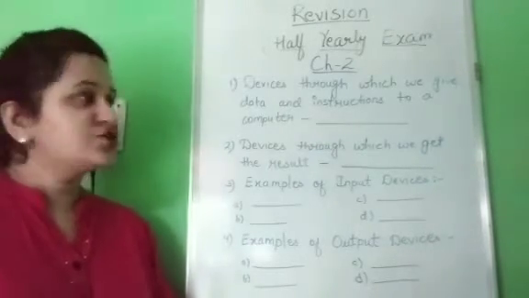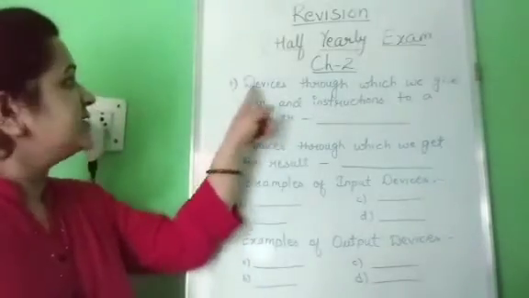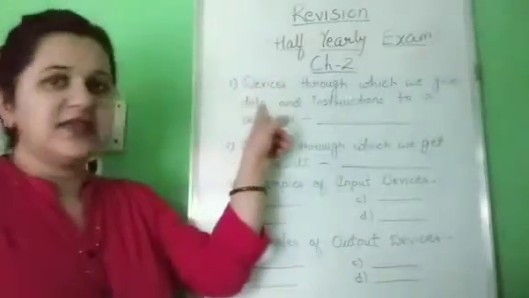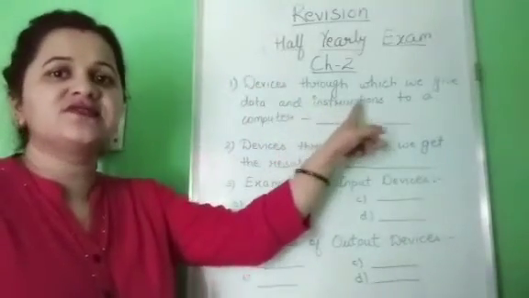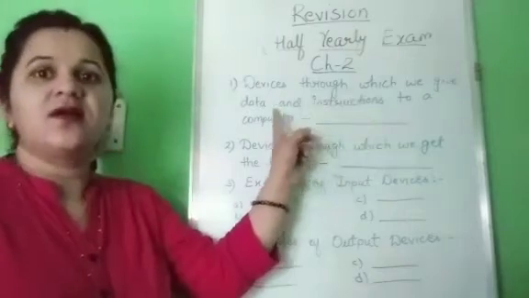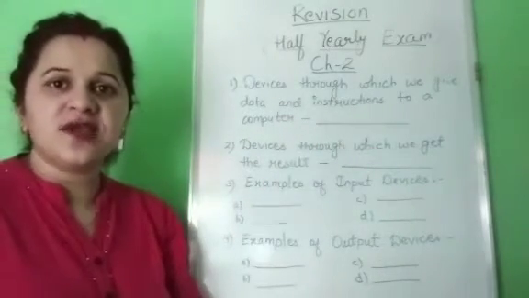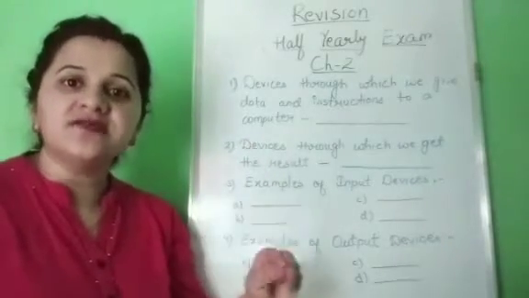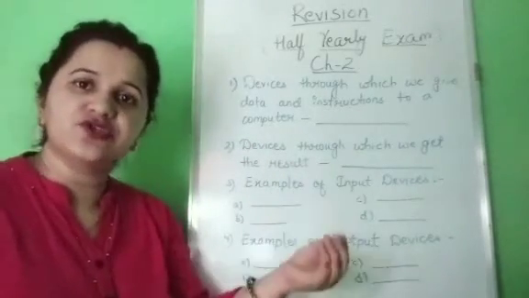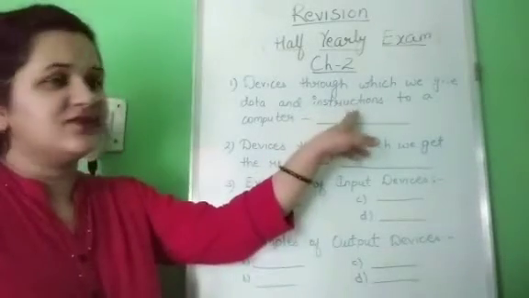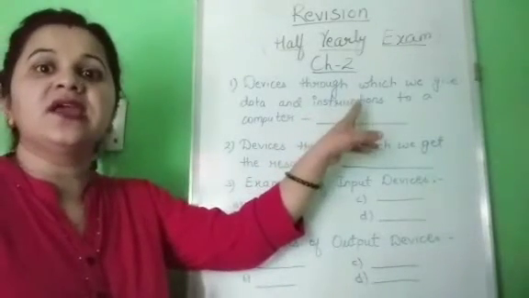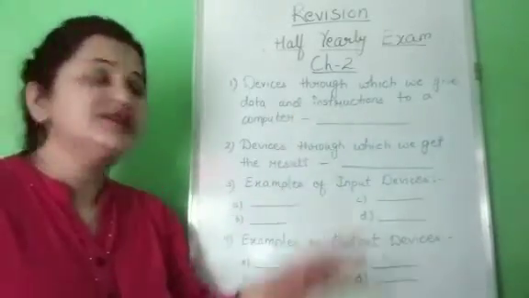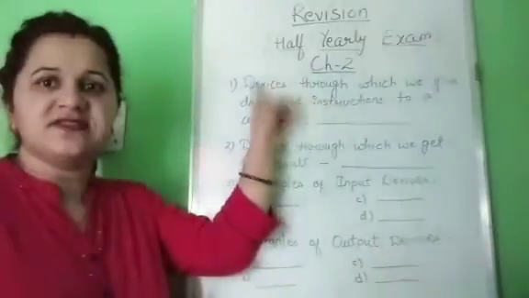Okay. Now children, here is the first question. Devices through which we give data and instructions to a computer. Dash. What are the devices? The devices through which we enter or give the data and instructions are called input devices. So you will write down here I-N, P-U-T, put, input devices. Here is the spelling of devices.